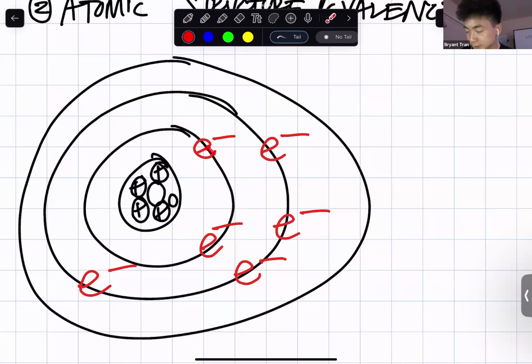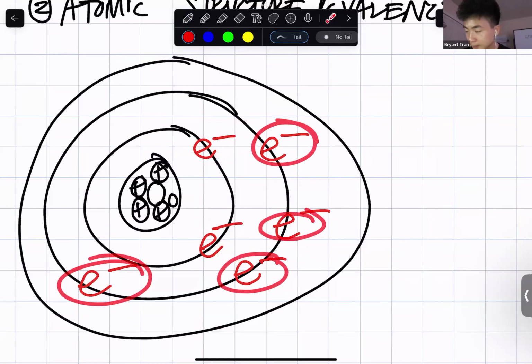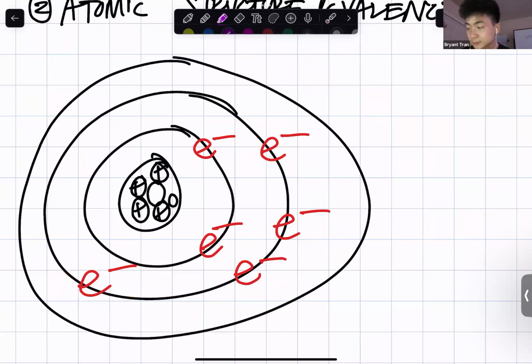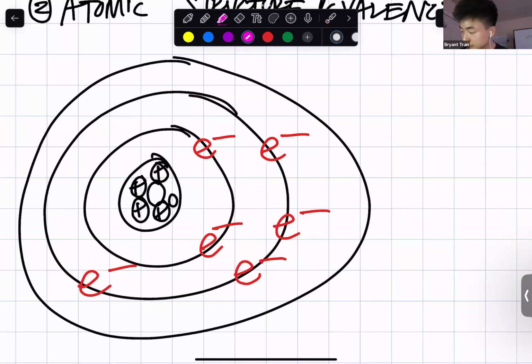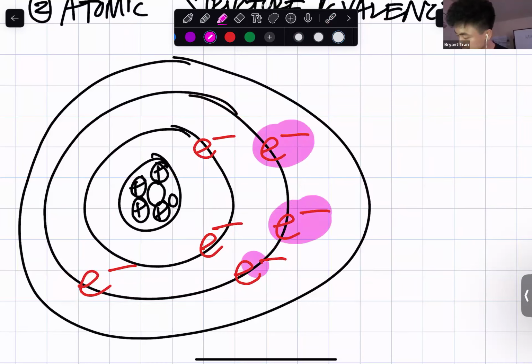So let's say one, two, one, two, three, four. The first energy shell is already filled up. It's occupied by two electrons. The second energy shell has four electrons, right? One, two, three, four. Because it's on the outermost shell, the farthest away from the nucleus, we call these the valence electrons.